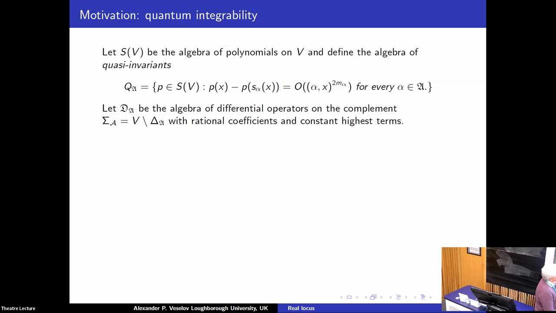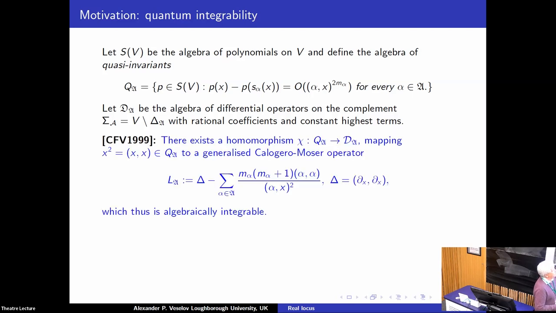And then it turned out that if you have a locus configuration, then there is actually a homomorphism of this algebra, a kind of extended Harish-Chandra homomorphism. Instead of invariance, you're using quasi-invariance. And there are many more quasi-invariant polynomials, of course. For example, you can take the product of alpha x to a big power, and it will be quasi-invariant.